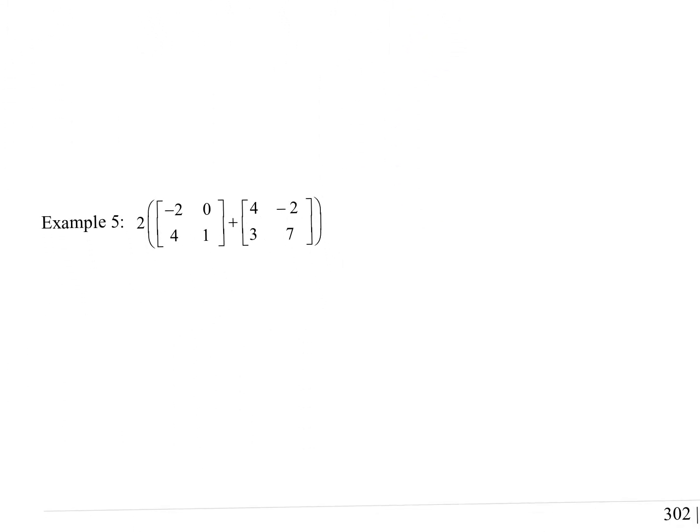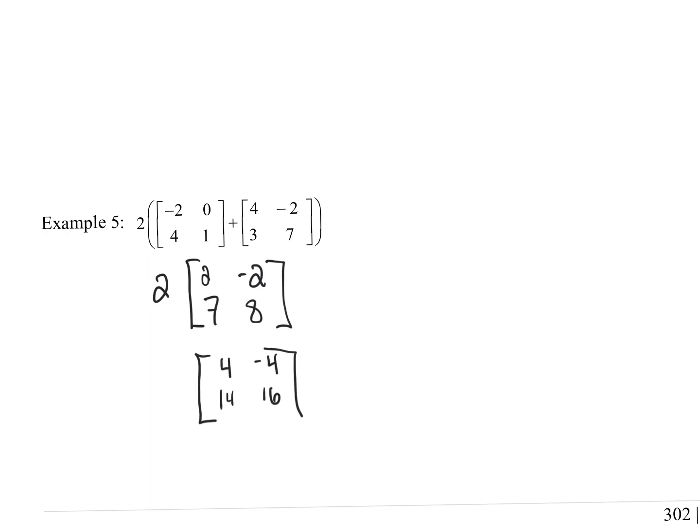In the next problem, I can distribute 2 to both matrices, or I can add inside the parentheses and then distribute or scalar multiply by 2, which either one you prefer, you can do it. I'm going to do scalar multiplication after I add together. So negative 2 plus 4 makes 2. 0 plus negative 2 makes negative 2. 4 plus 3 makes 7. 1 plus 7 makes 8. And then you multiply all that by 2 and get 4, negative 4, 14, and 16 is your final answer.